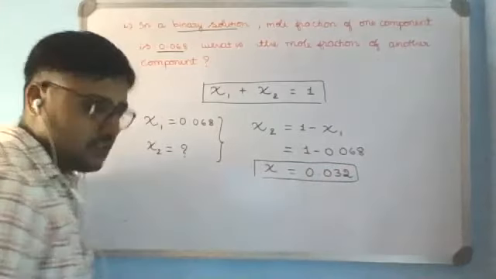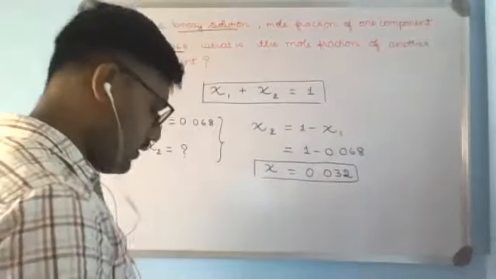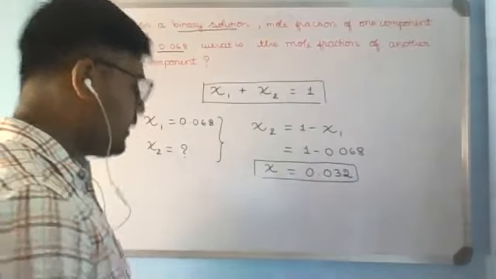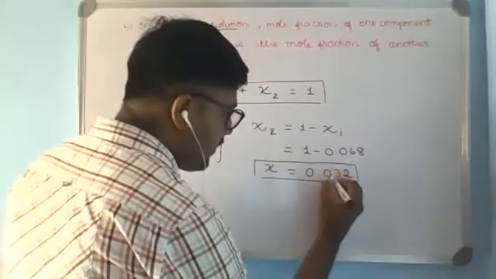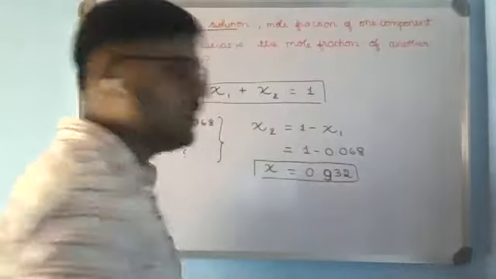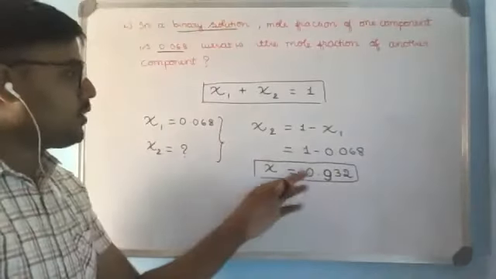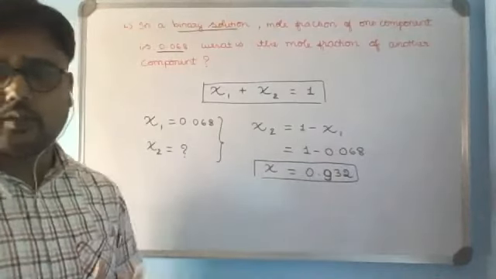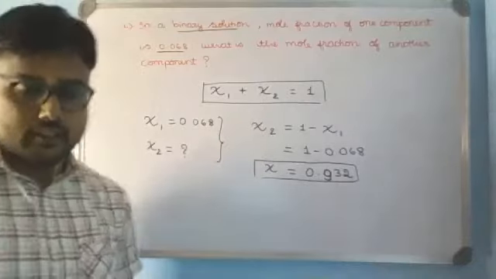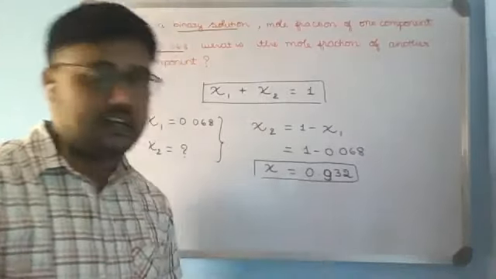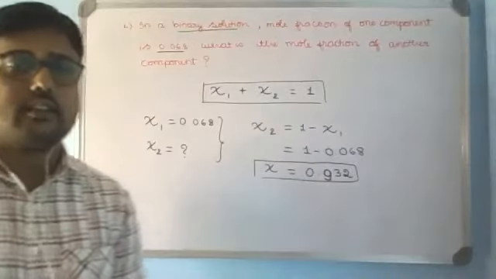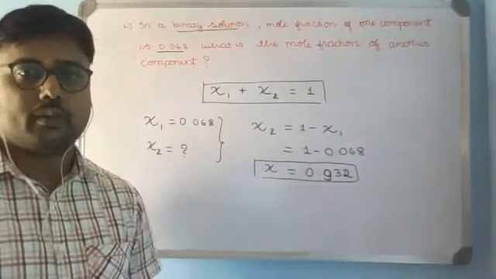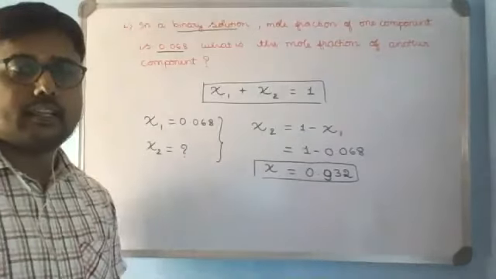So it is 1 minus 0.068, so it is 0.932. You can cross check: 0.932 plus 0.068, the sum of that will be 1. So it's a simple solution. Try to note the answers clearly and cross check the answers with a simple calculator. Any clarifications, you can approach. So note down the problem and its solution.